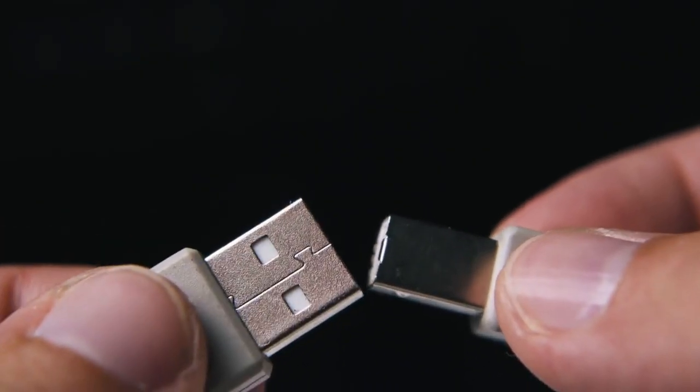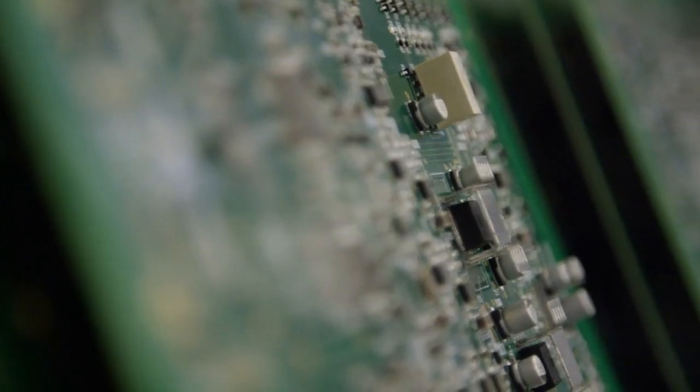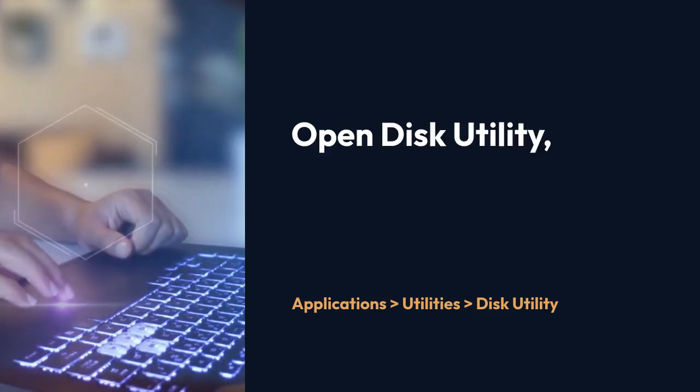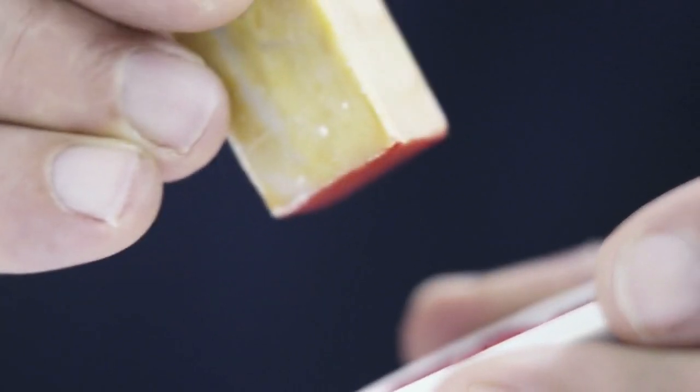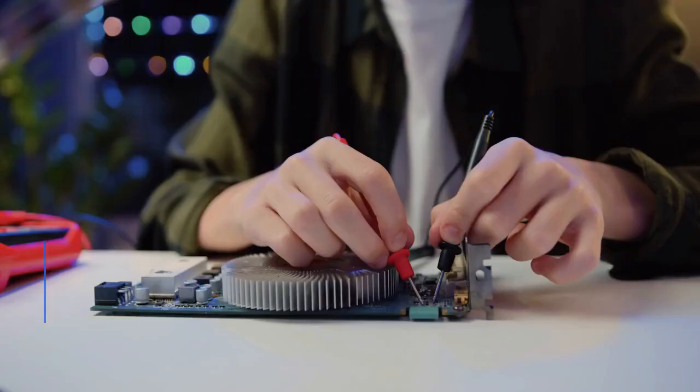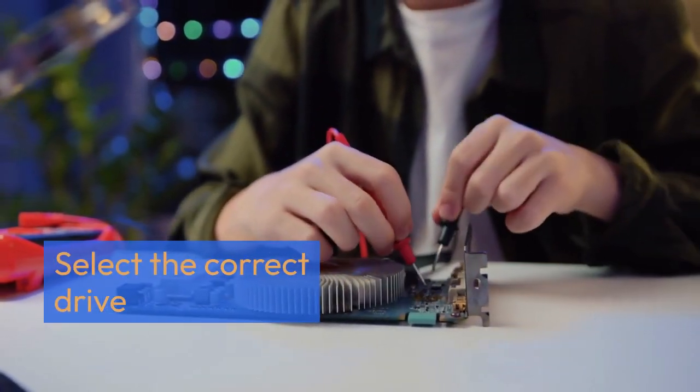Now, let's prepare your USB drive. You'll need an 8GB or larger USB flash drive. Plug it into your Mac. Open Disk Utility, also found in Applications/Utilities. Select your USB drive from the sidebar. Be very careful to select the correct drive, as this process will erase everything on it.